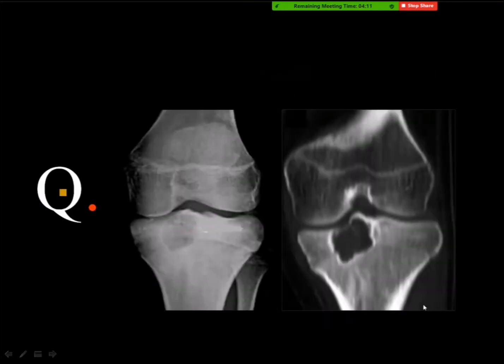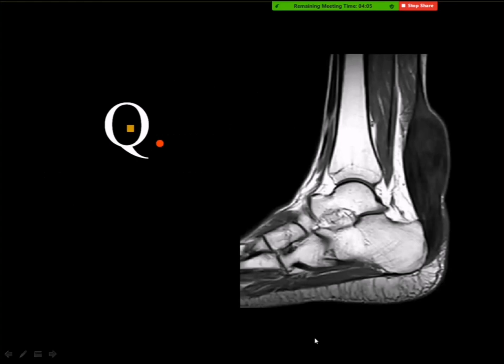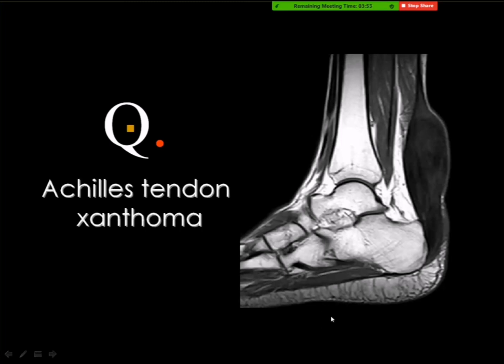It is chondroblastoma. Yes, chondroblastoma in the epiphysis of the tibia, classic appearance with some faint calcification inside. Xanthoma of Achilles tendon. Very good. Yes, this is the xanthoma of the Achilles tendon. The Achilles tendon is hugely enlarged, and it is of dark signal.